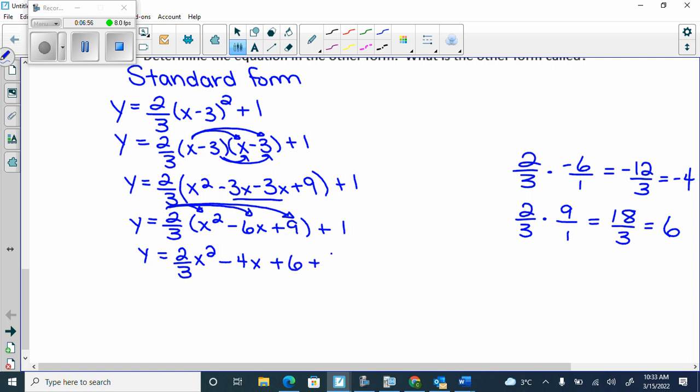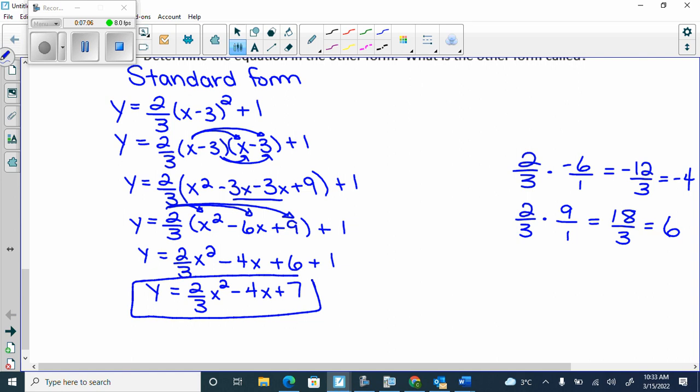Then we have plus 1. So y equals 2/3 x squared minus 4x plus 7. Yes, it's important to be able to do them algebraically off to the side, but it's also important to be able to check with your calculator so you know if you're right or wrong, right? You have an expensive calculator, why wouldn't you use it to check?